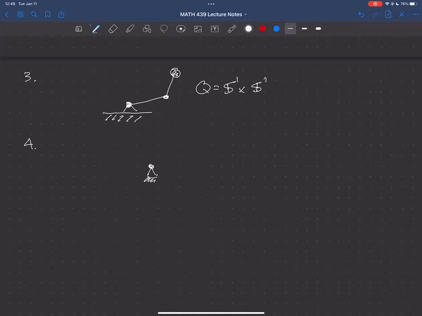I have this fixed point here, and what I'm going to do is attach to this fixed point a rigid body. So it's a rigid body, and this is a three-dimensional rigid body. If it was just constrained to move in the plane, then this would just be a pendulum, right? Just a pendulum that looks weird.